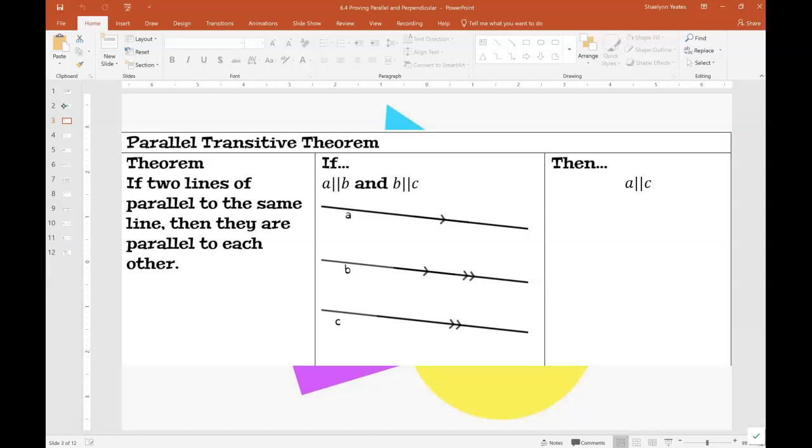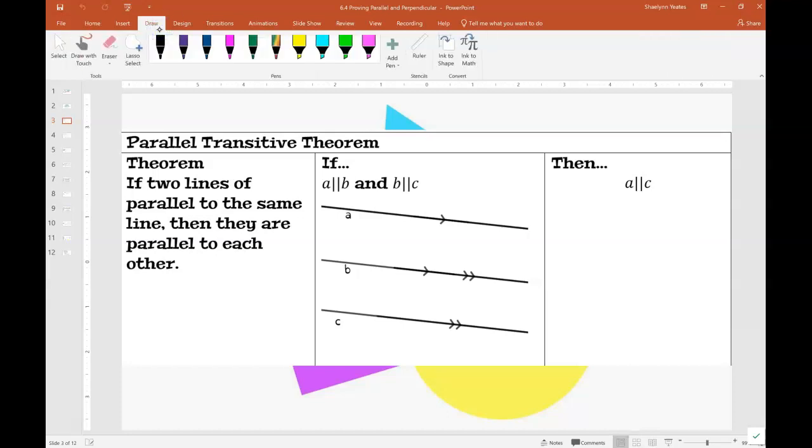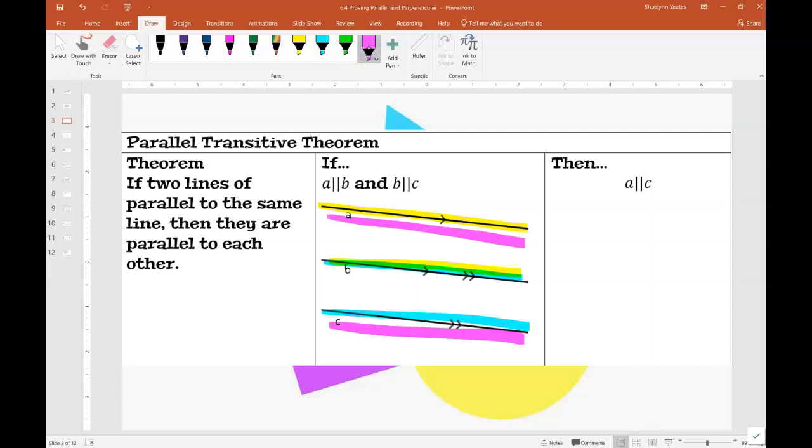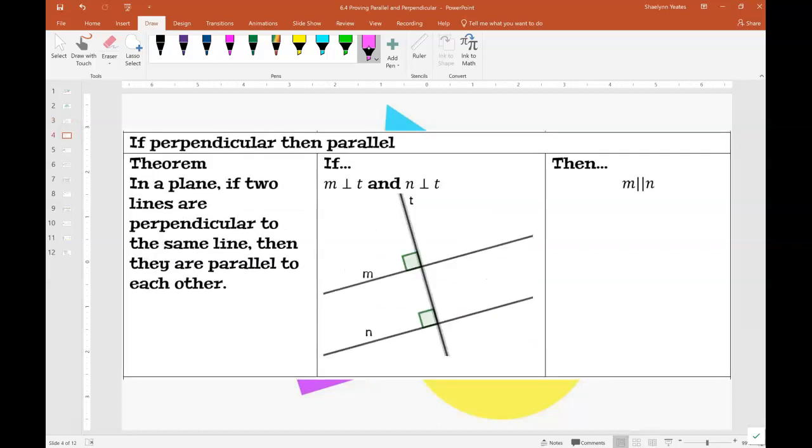So first off, there's the parallel transitive theorem, which is very similar to the transitive theorem itself. The theorem says that if we have two lines that are parallel to the same line, then they are parallel to each other. In other words, if A is parallel to B and B is parallel to C, then A is also parallel to C. That's it. It's like the middleman property.